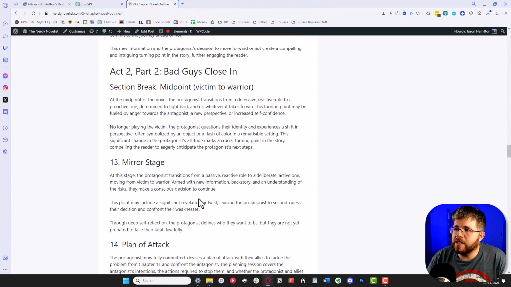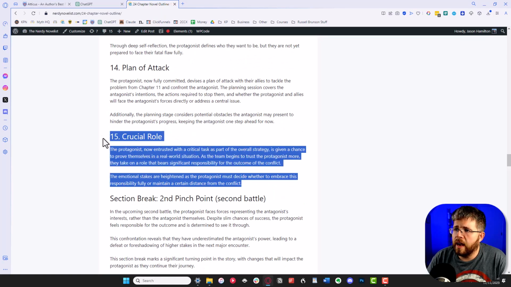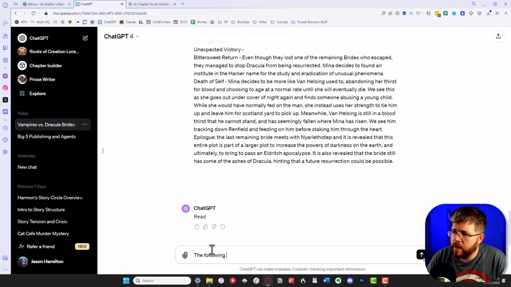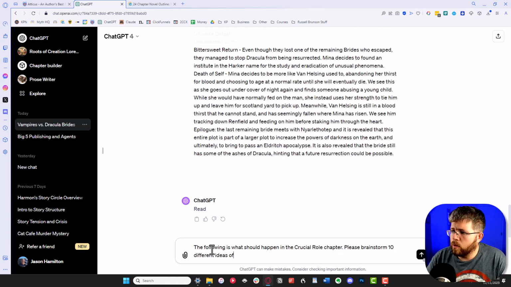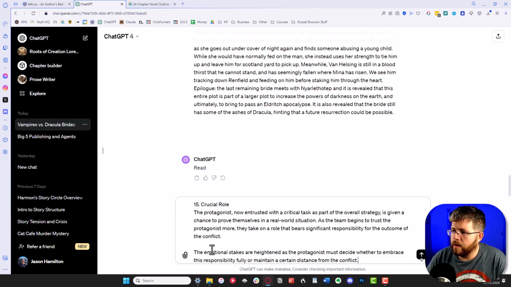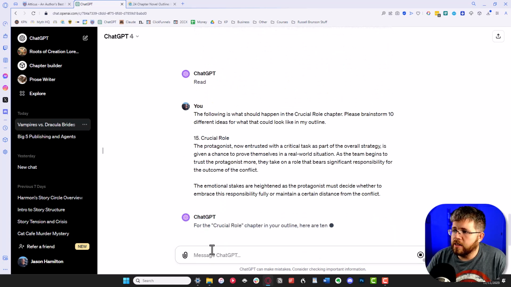Let's find the section on crucial role and then just copy and paste this part. We say, the following is what should happen in the crucial role chapter. Please brainstorm 10 different ideas for what that could look like in my outline. And then we give it the crucial role description and just let it go from there.